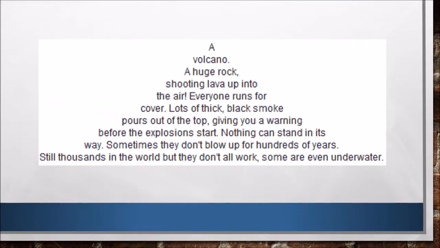This poem is about a volcano, and you can see it's in the shape of a volcano. A volcano, a huge rock, shooting lava up into the air. Everyone runs for cover. Lots of thick black smoke pours out of the top, giving you a warning before the explosions start. Nothing can stand in its way. Sometimes they don't blow up for hundreds of years. Still thousands in the world, but they don't all work. Some are even underwater. So this poem, it's not rhyming. It's just sentences kind of describing a volcano. And that's great. That's an easy way to do a shape poem.